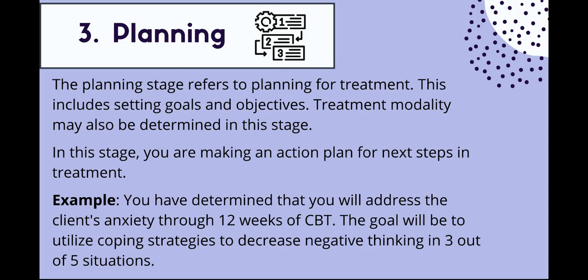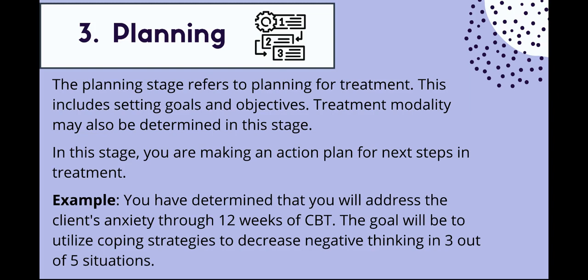Here's an example. We're going to go back to that anxiety example. So what would we do in the planning phase? You have determined that you will address the client's anxiety through 12 weeks of CBT. The goal will be to utilize coping strategies to decrease negative thinking in 3 out of 5 situations. When you're setting treatment goals, you want to make sure that they are following the SMART model. So you want to make sure that it is a goal that is appropriate and that it covers all aspects of that SMART goal framework.